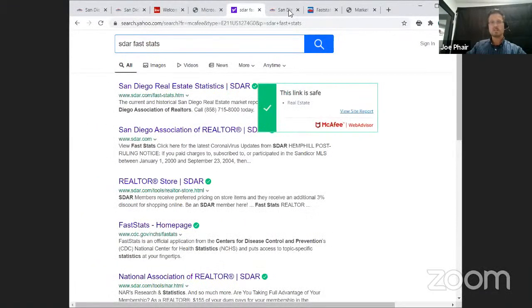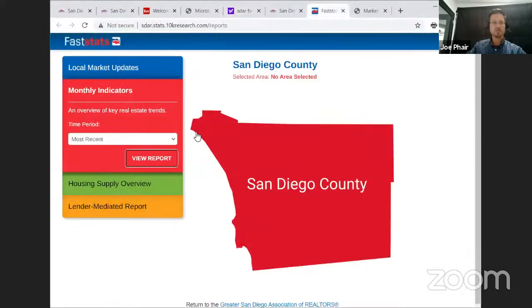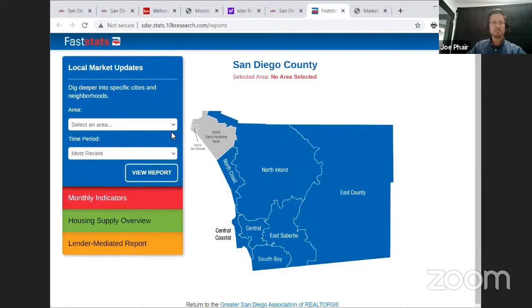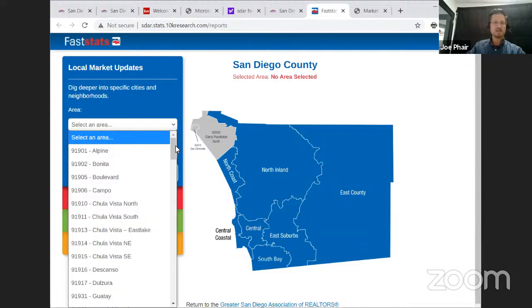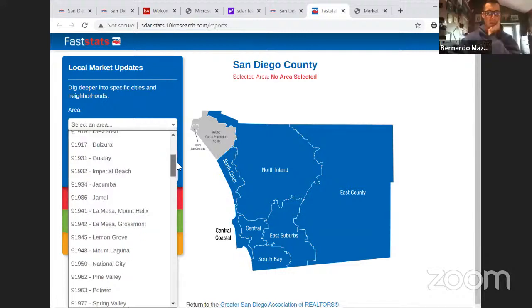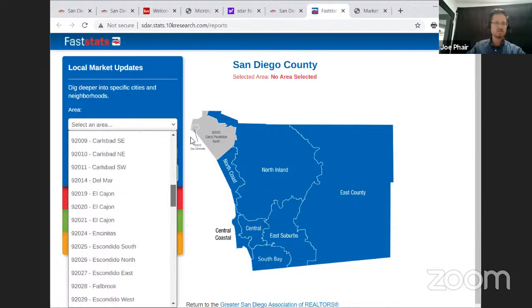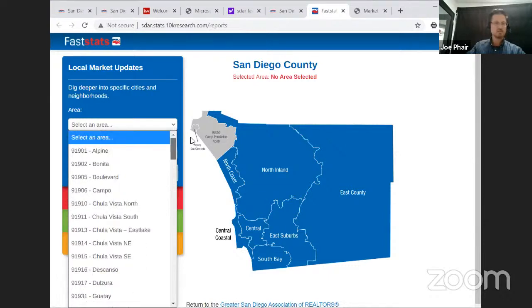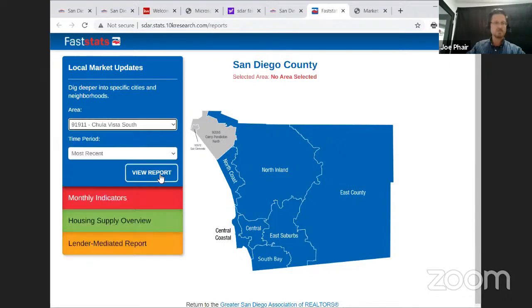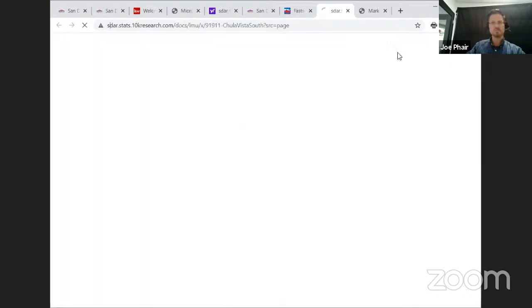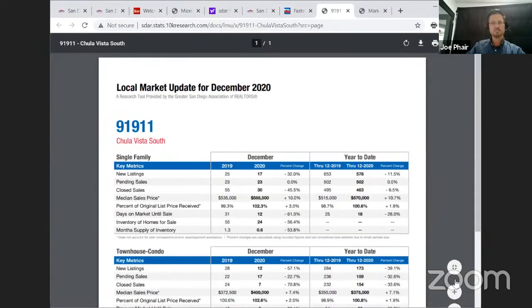The general market stats. Now, if you want to go over here, what you can do is go to market area updates. So somebody give me a zip code. Anybody? 91911. 91911. What area is that? That's South Chula Vista. Here we go. Let's view that report.